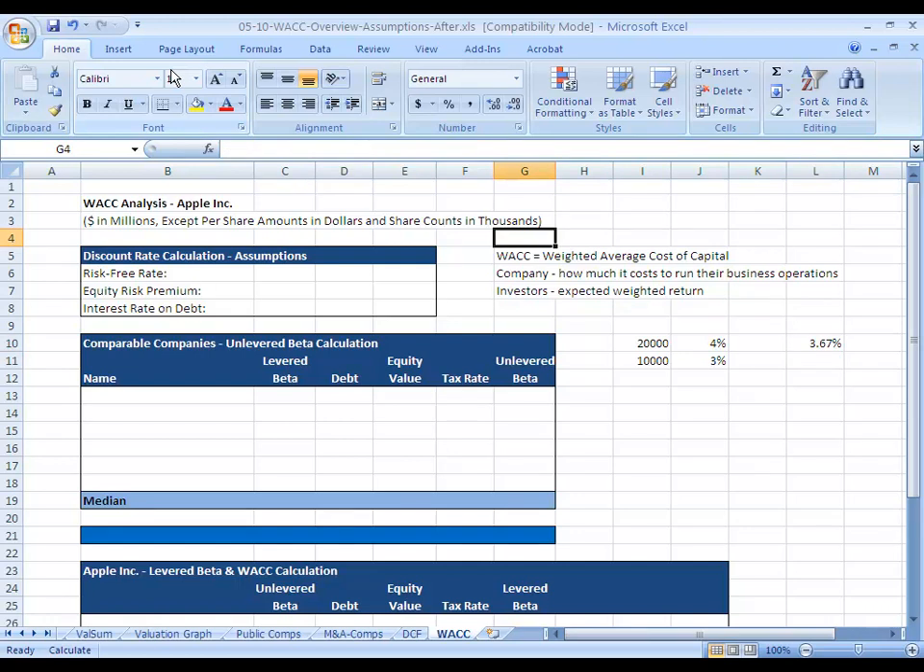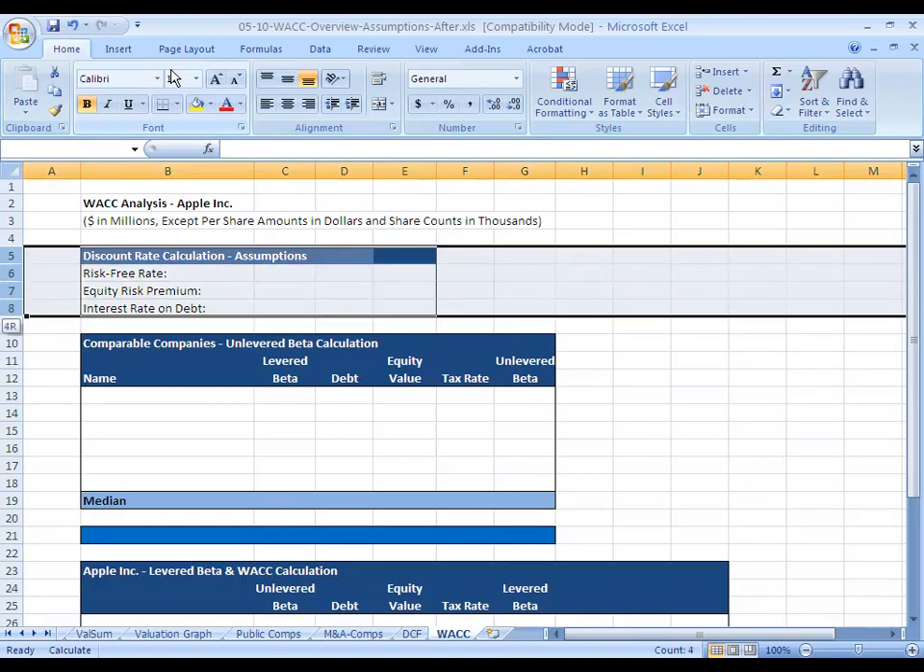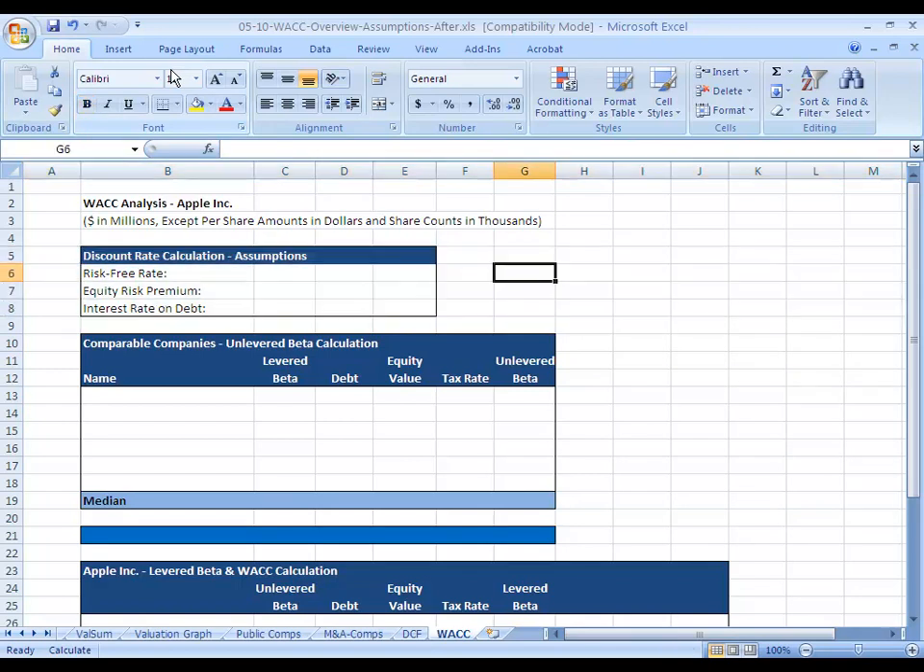So that's an overview of what WACC, weighted average cost of capital, means and how we actually use it in analysis like this. What we need to do next is start by figuring out some of the key assumptions we need to make in order to calculate WACC. So as you might have inferred, the way we're going to do this is by looking at the cost of equity for the company, the cost of debt, and then the cost of preferred stock.